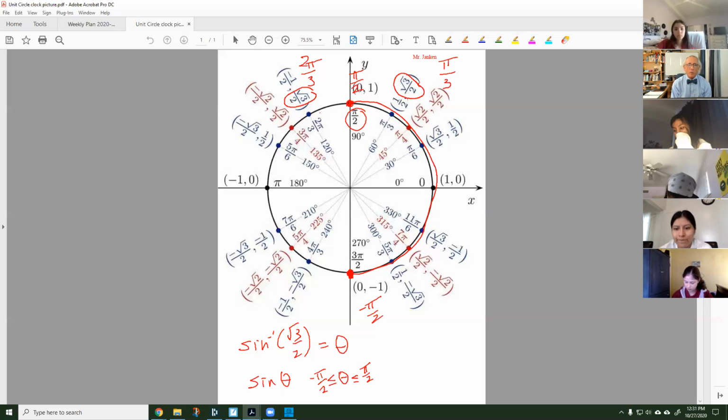All this area over here on this side of the unit circle, this is called forbidden territory. You are not allowed to go there. You are not allowed to go into forbidden territory if you are looking for an inverse sine angle.